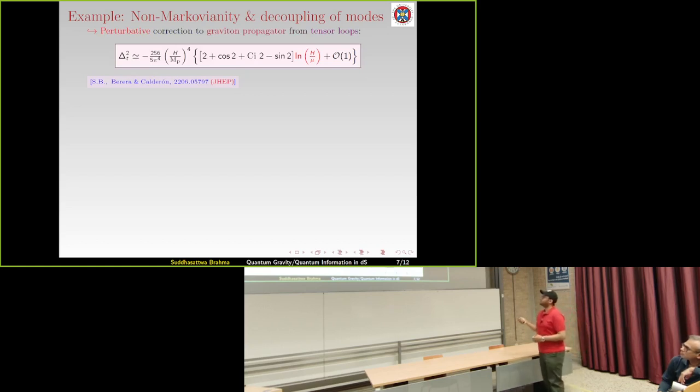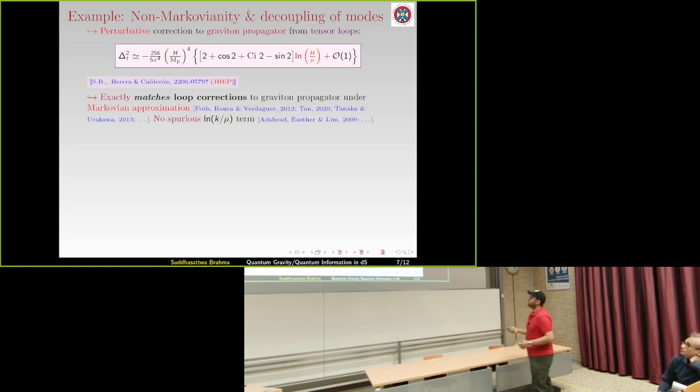We calculated the one-loop correction to the graviton propagator during inflation due to graviton 3-point functions. You find a result which is exactly what you would expect from standard loop corrections. But we started out with a Markovian master equation, so that's an assumption on our part. And then we find a result for this loop correction which is exactly what you would expect from standard methods. What is nice is that this exactly matches.